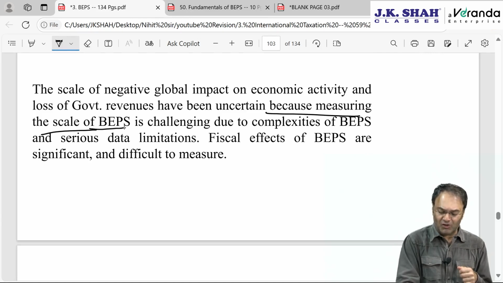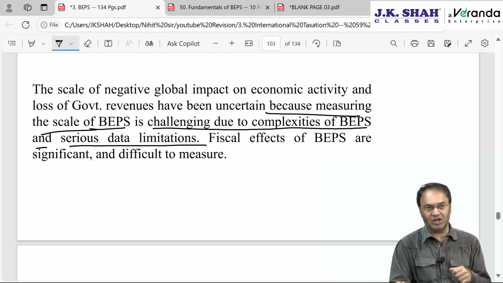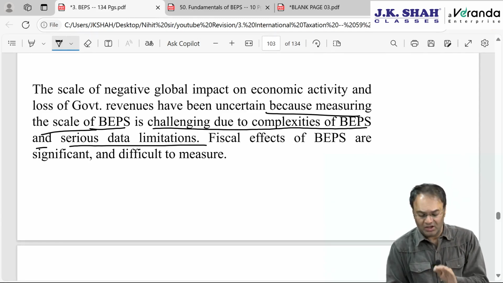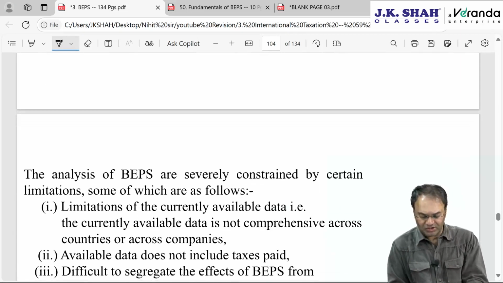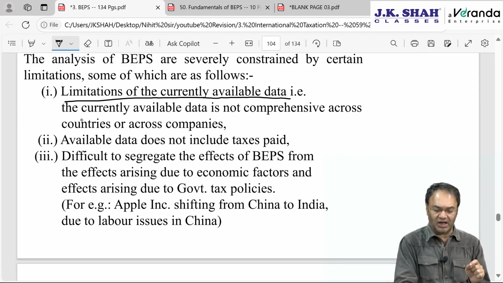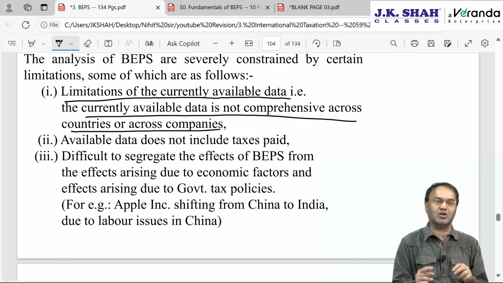Measuring the scale of BEPS is challenging due to the complexities of BEPS and serious data limitation. The complexities cannot be handled, we have no solution, but at least the data limitation we can try to overcome. What kind of data limitations? Currently available data is not comprehensive across all the countries and across all companies.